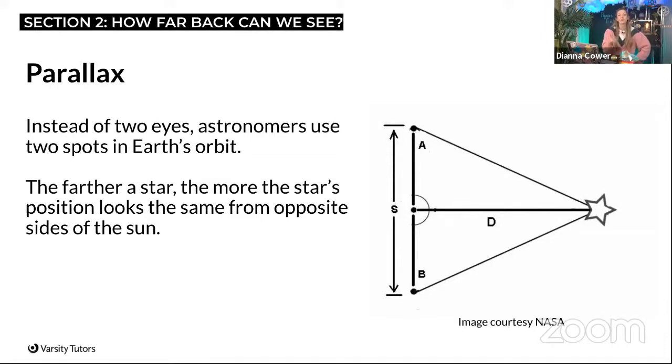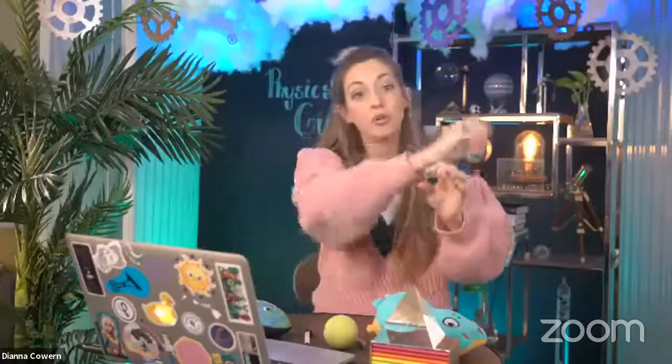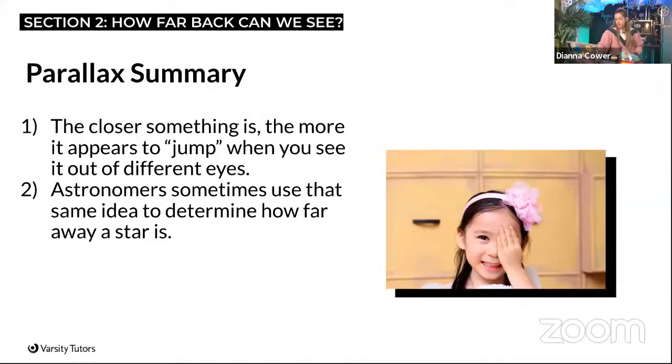This is something called parallax. Parallax. And I think I saw one of you guys actually write that answer, maybe a couple. So parallax is that something closer to you appears to jump more when you see it out of different eyes, or when you move your head, or when you move the entire planet. And to sort of conclude this whole section, astronomers sometimes use that same idea of parallax to determine how far away a star is.